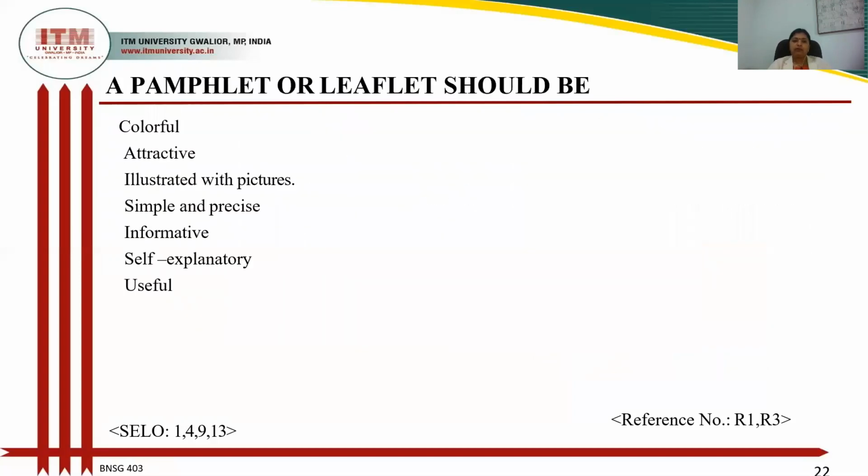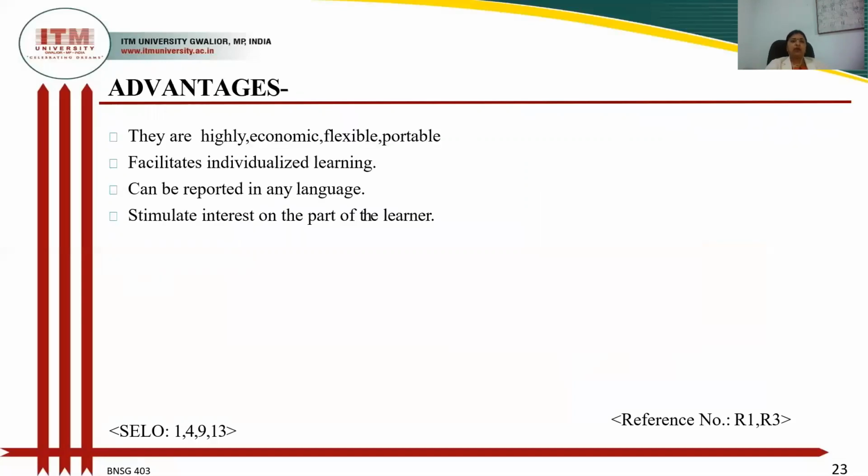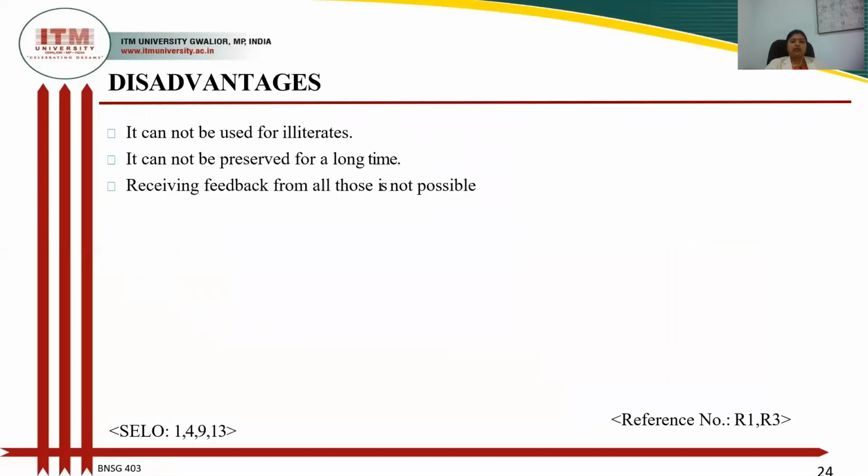Then we saw the newspaper. Then we saw how a pamphlet or a leaflet should be: colorful, attractive, with illustrated pictures, simple, precise, informative, self-explanatory, and useful. And about the advantages and the disadvantages. That's all about the AVAids in today's class, and we will see some more types of AVAids in the upcoming classes.